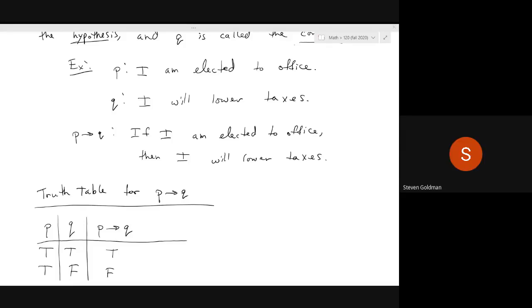Right. Somebody's also asking about the exclusive or. We're not going to really do much with the exclusive or. Maybe we'll briefly discuss it next time, but we're not going to really do much with it. Okay.